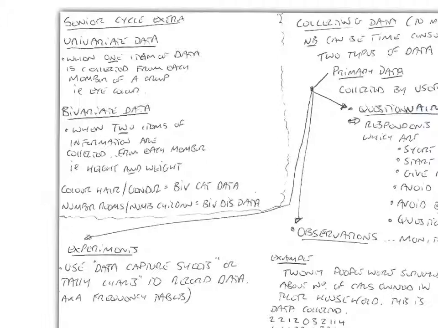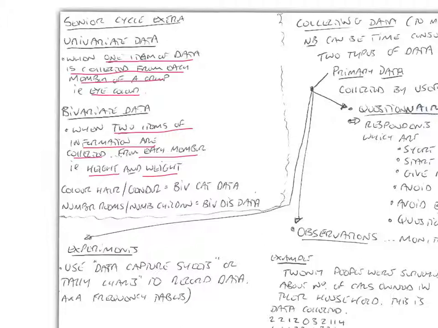Now just an extra bit here, if you're watching this video and you're doing the senior cycle course, just to note that there's other types of data. There's univariate data, and that's when one item of data is collected from each member of a group, like eye colour. And then there's bivariate data, when two items of information are collected from each member of a group. So you might have a sample group, and we'll find out from each of those their height and their weight. So that's known as bivariate data.